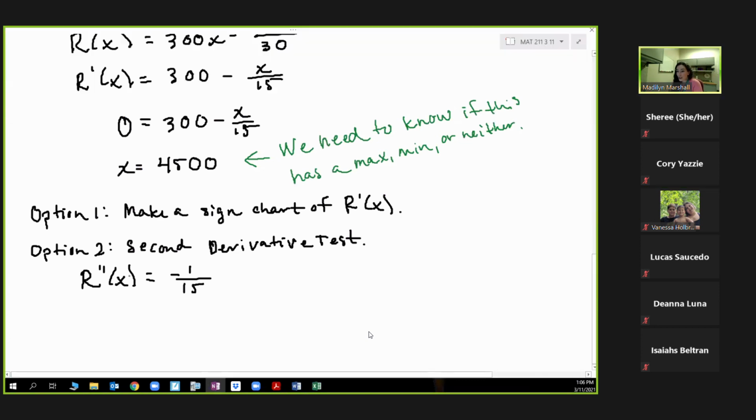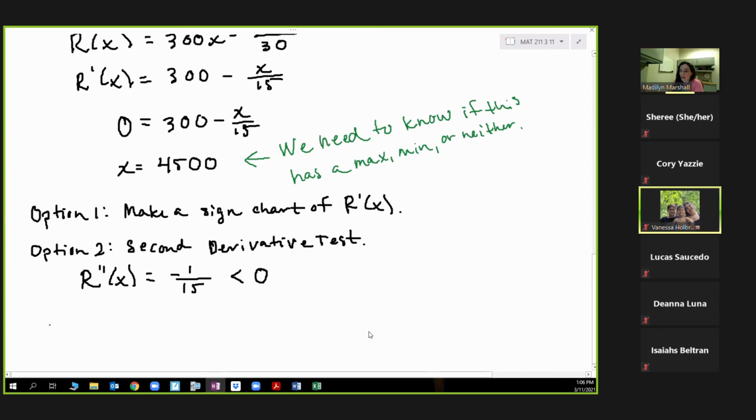So here, normally, if there were an x left over, we would plug in that 4,500 to see what's going on at r double prime at that point. But here, r double prime is always -1 over 15, which is negative. So it's concave down. Yes, exactly. So it's concave down.